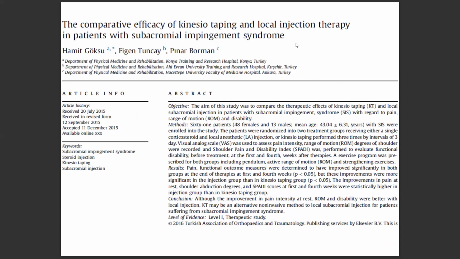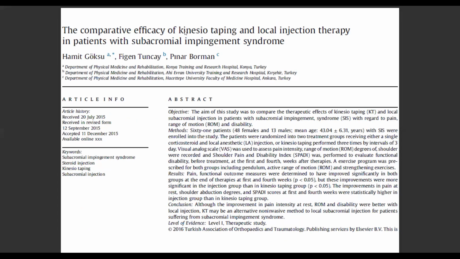This is another study, another evidence. It shows the comparative efficacy of kinesiotaping and local injection therapy in patients with subacromial impingement syndrome. So they are talking about the taping and that local injection which may contain cortisone. The conclusion was, although the improvement in pain intensity at rest, range of motion, and disability were better with local injection, KT may be an alternative non-invasive method to local subacromial injection for patients suffering from subacromial impingement syndrome.